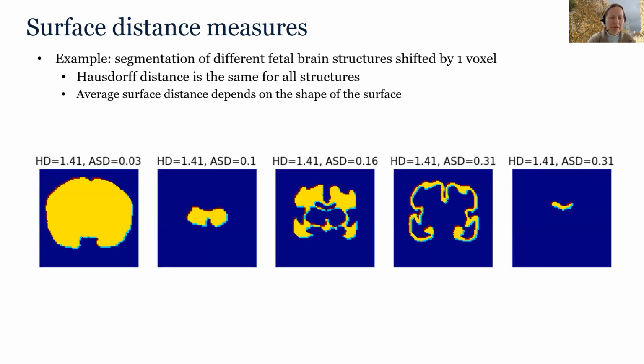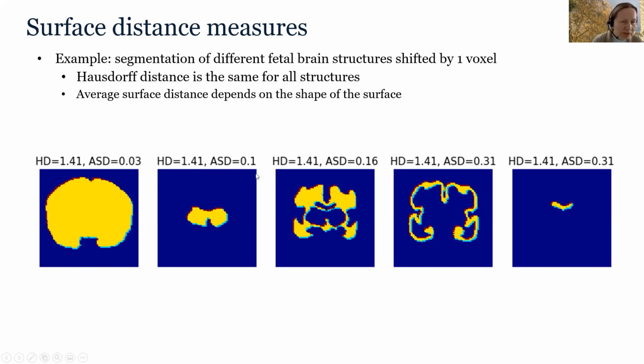And here is our example that we already used for Dice. So here you can see the Hausdorff distance and average surface distance. Hausdorff distance, interestingly, is the same for all the different structures, and it's 1.41. And this makes sense because we did a translation in the direction of the diagonal of a voxel by just one voxel, and the diagonal of the voxel will be exactly 1.41 of the voxel. So it makes sense that you cannot have a higher distance than that. So in this case, Hausdorff distance was exactly the same, independent of size and shape of the structure.